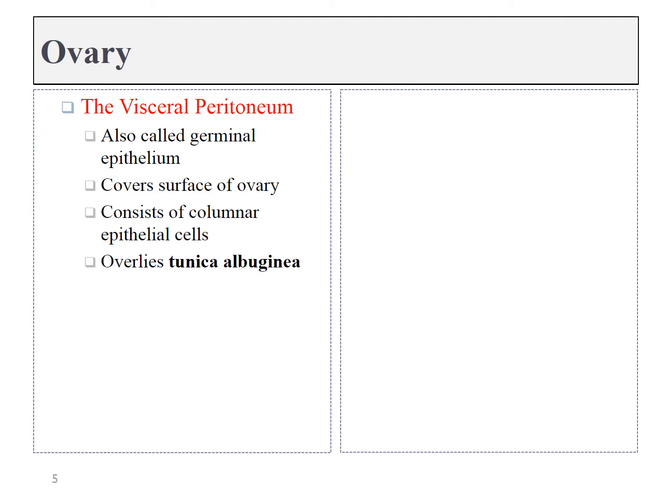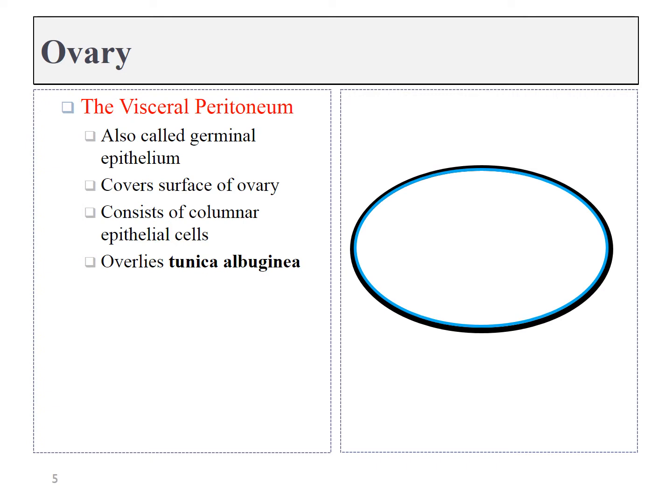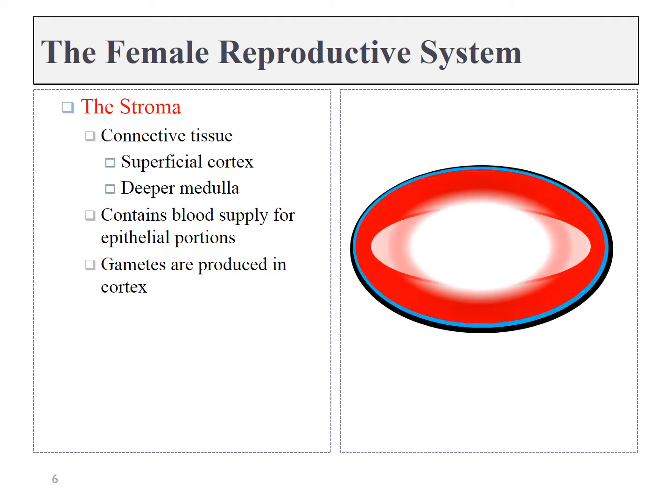The ovaries are located on the underside of the abdominal cavity, and therefore are covered on top by visceral peritoneum, which covers a layer of connective tissue called the tunica albuginae. This is the same layer that we saw in the testes. The inner portion of the ovaries is called the stroma, which includes both a deeper medullary region and a more superficial cortical region. It's out in the cortex that the gametes are produced.